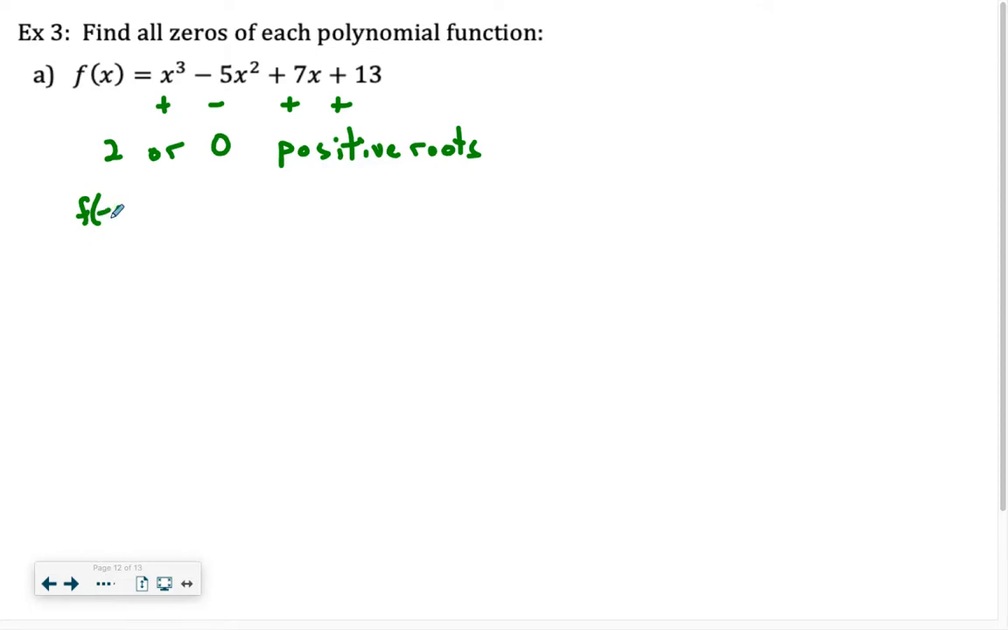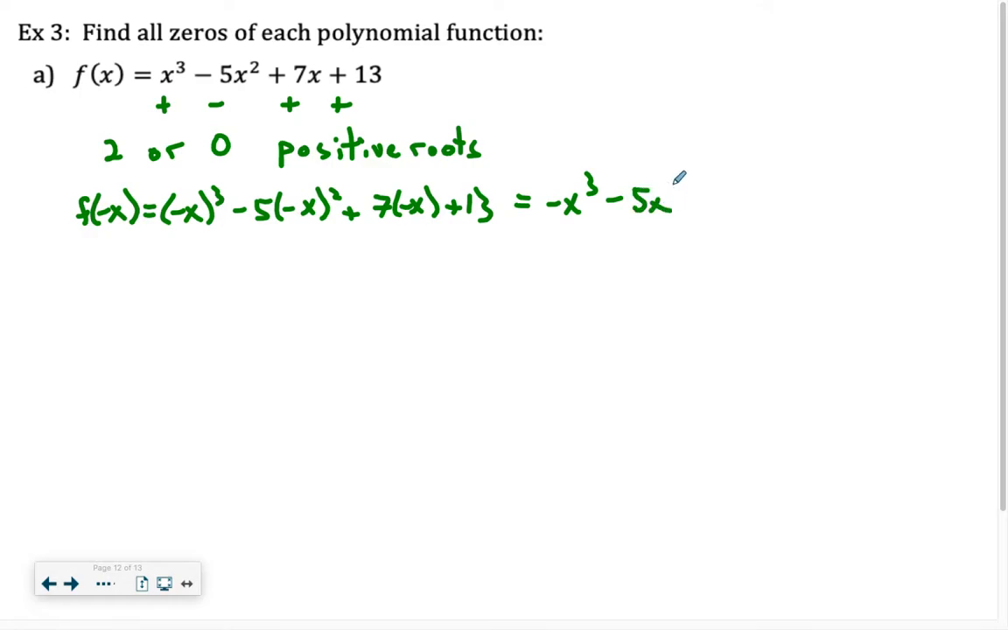Then we want to plug in negative x, so negative x cubed minus 5 times negative x squared plus 7 times negative x plus 13. So that's going to be negative x cubed. Then this would stay positive, right? So that would actually be minus 5x squared minus 7x plus 13. So we've got negative, negative, negative, positive. So we only have one sign change here, one variation in sign. So that means we're going to have one negative root.